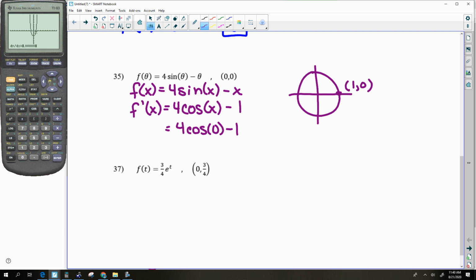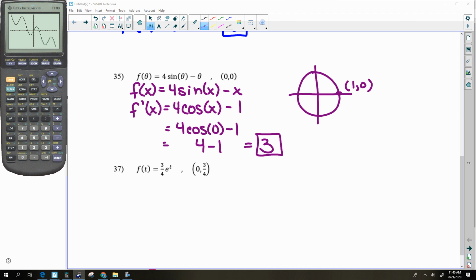So the cosine is 1, so that's 4 times 1 minus 1. So this should be equal to 3. Using my calculator to confirm that, I go 4 sine of x minus x.